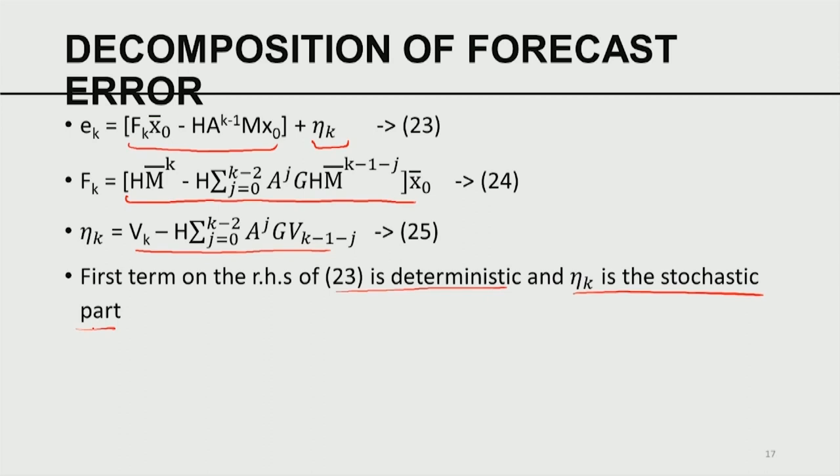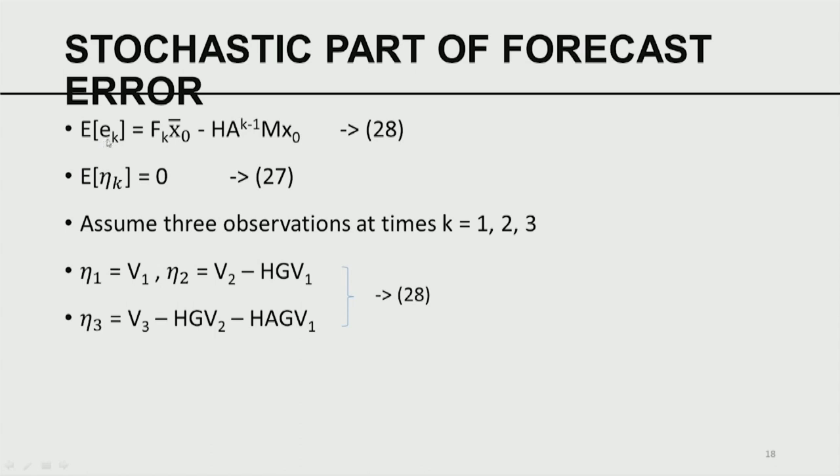What is the stochastic part? The stochastic part is again the noise from the past, the noise from the present. The past noise are weighted by the powers of A, and you may remember A is equal to M minus GH. So what does it mean? The random part of the forecast error depends on the model dynamics A, it depends on the forward operator H, it depends on the to-be-chosen matrix G, which is the gain matrix to be used in nudging, and of course all of the errors in the observation starting from time 0 to the time k. Therefore, the expected value of ek is equal to the deterministic part. The expected value of eta k, the random part, is 0.